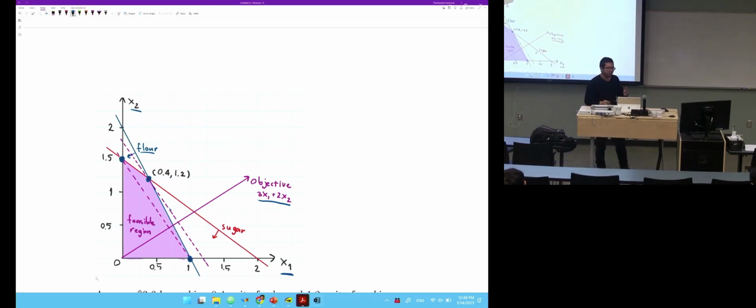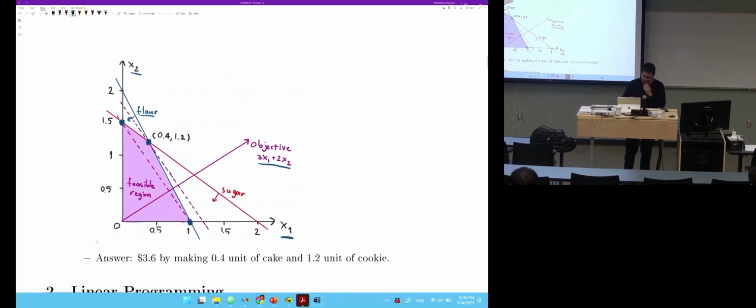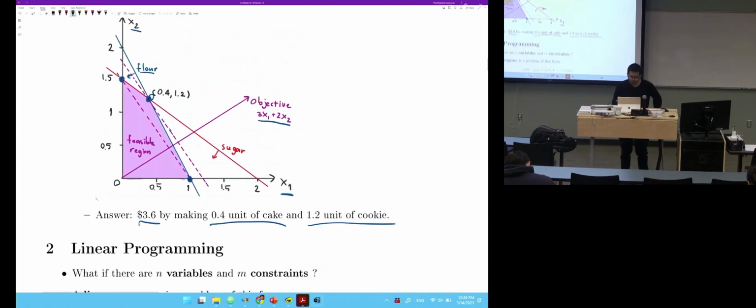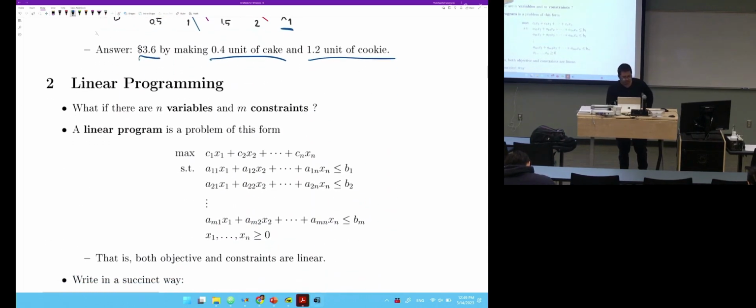To check which corner is the best one, you can just project onto the direction of the objective and see which one goes the furthest. Okay. So basically, in this case, this point is the best, and you get $3.6 by making this much cake and this much cookies. But in general, right?